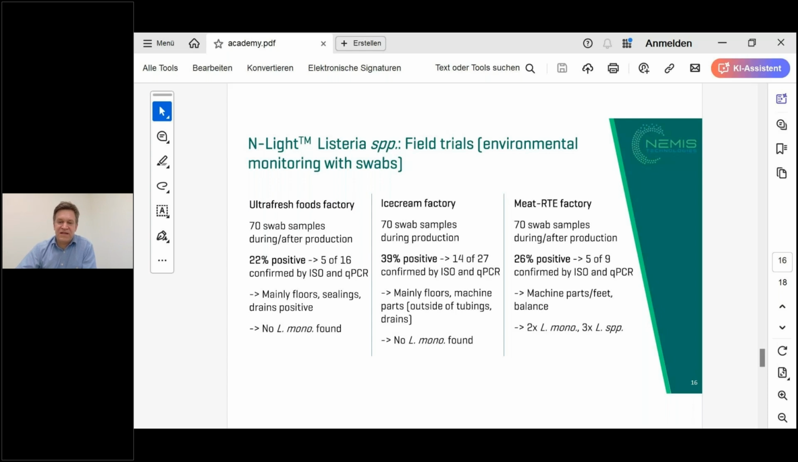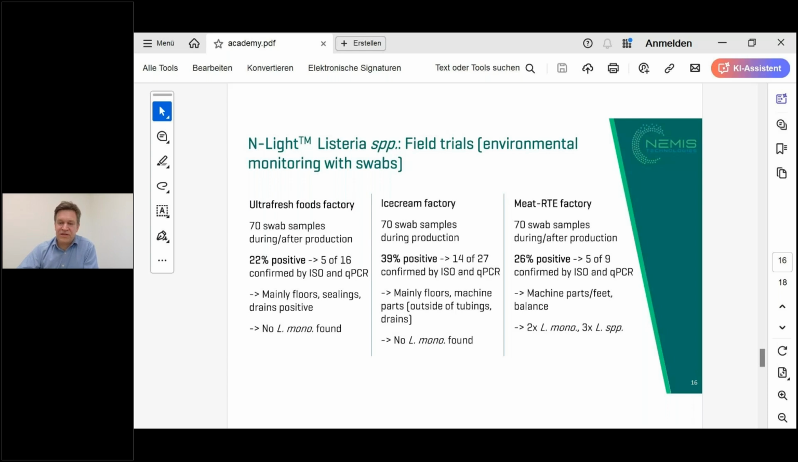Then in a second trial in an ice cream factory, we sampled 70 places. Of these, 39% were positive, and more than half of the positives could be confirmed by ISO and qPCR. Again, positive samples were mainly floors, but also machine parts or the outside of tubings where you have some condensation water, and drain surfaces and so on. Also in this case, no L. mono was found.